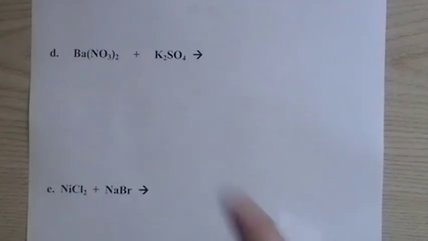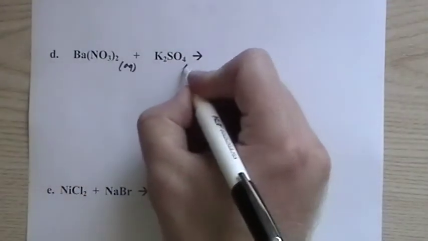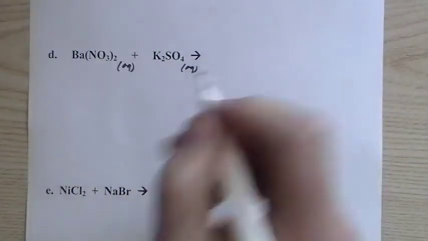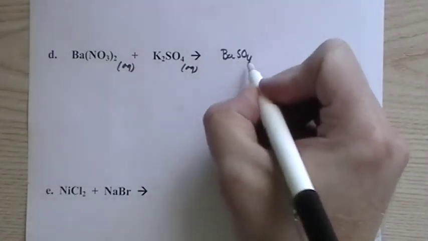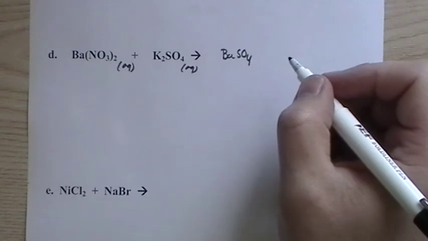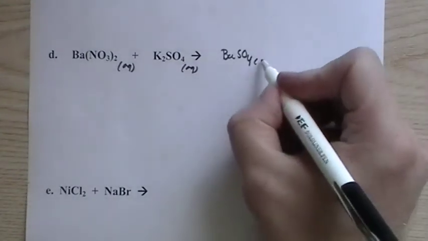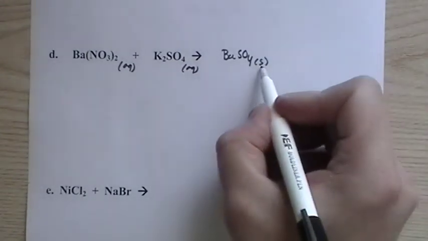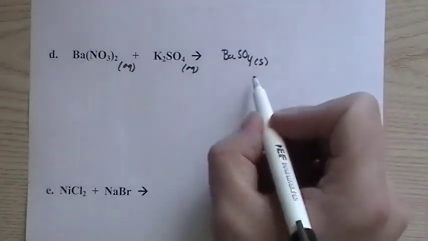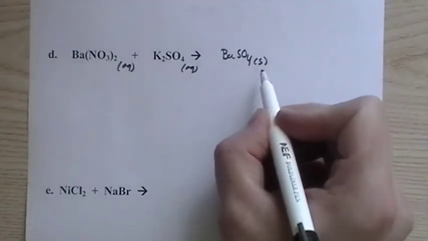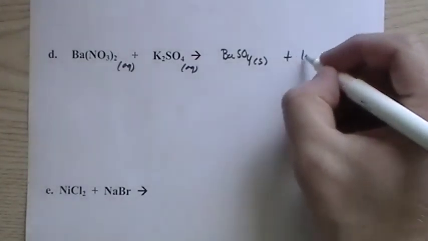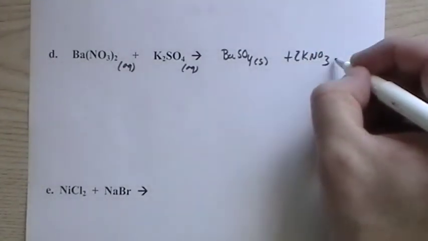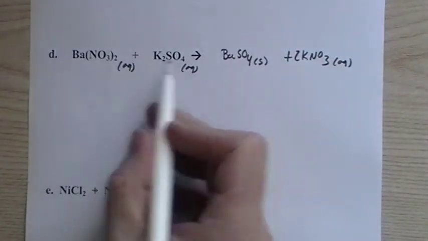Okay, so barium nitrate, definitely aqueous. Potassium sulfate, potassium tells you that it's aqueous, so does the sulfate. We have barium sulfate. If you look in your table, you see that this is insoluble, so it's solid. It's unfortunate that soluble and solid begin with an S, but that S means solid means that it's insoluble. It falls out of solution. Then we have potassium nitrate, and there's going to be 2 of those. So make sure everything's balanced.